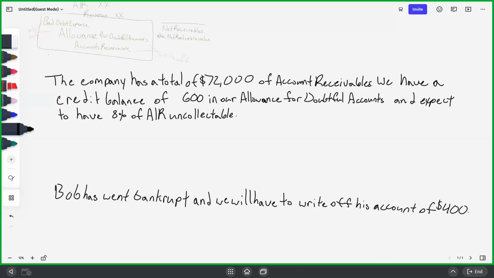You just have to figure out how much we have to fix, which means you have to look in your allowance account balance first. We're doing the accounts receivable aging method, where you'll look at the ADA, which will have a current balance. You have to figure out what the ending balance is and what you need to make it that ending balance.